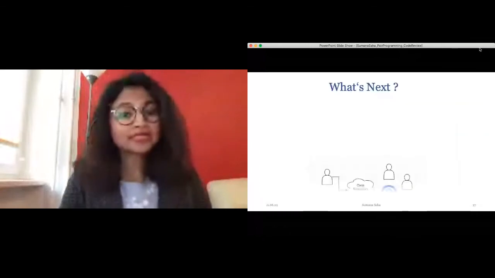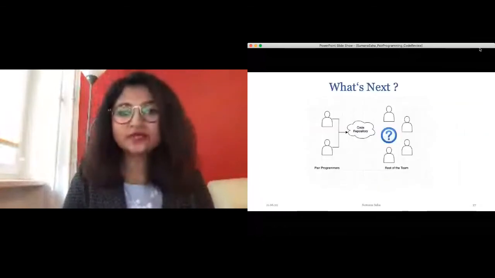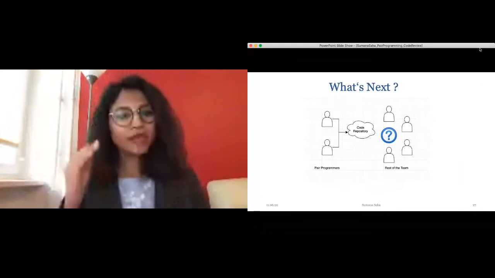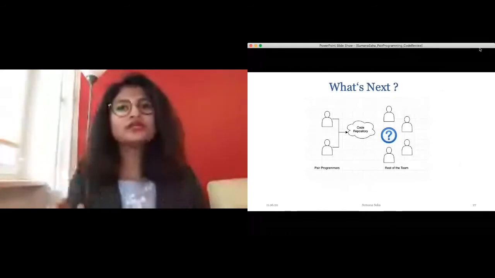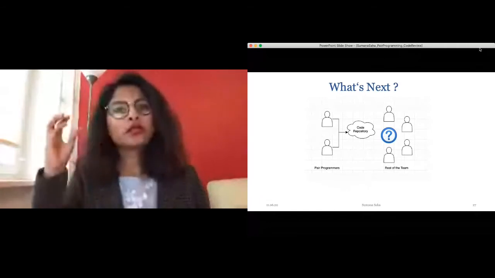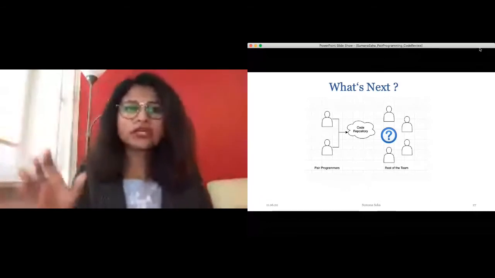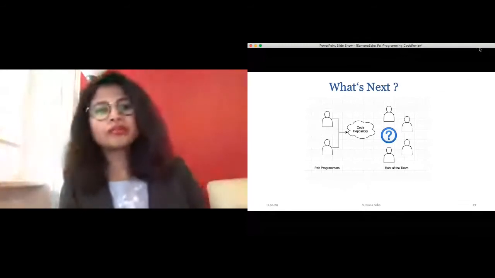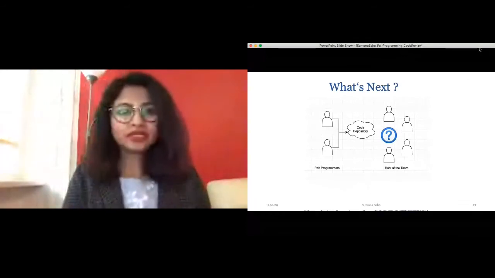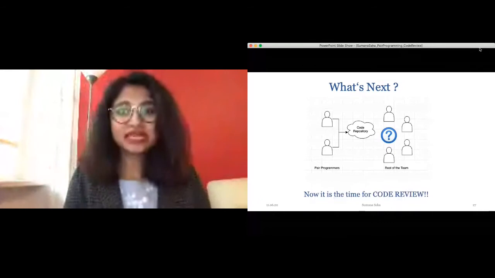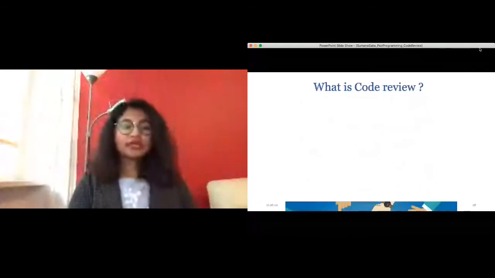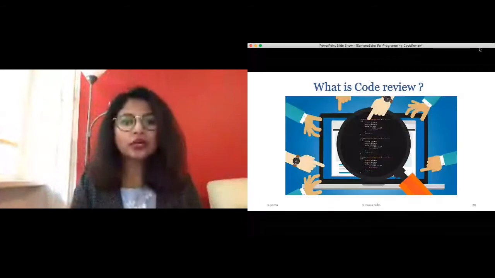Then what's next? This is a really crucial point. You as a pair programmer have done whatever you wanted to do. Now your code is already pushed to the repository, and you would like your team members to take a look at your code. That means next is code review. That is really, really crucial. Now, what is a code review? Code review is a technique to produce error-free, high quality code.